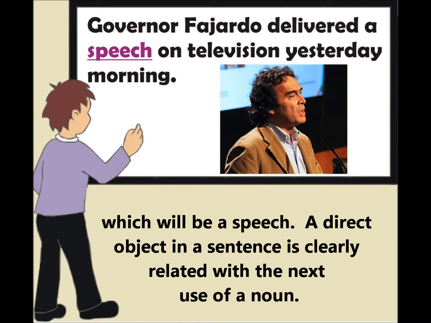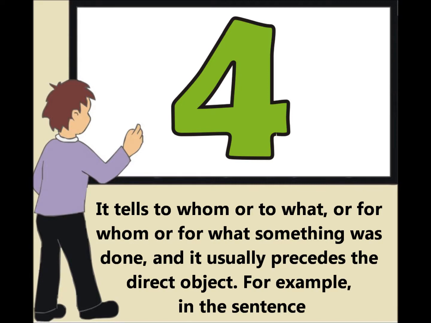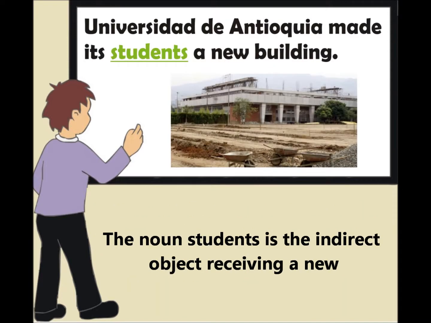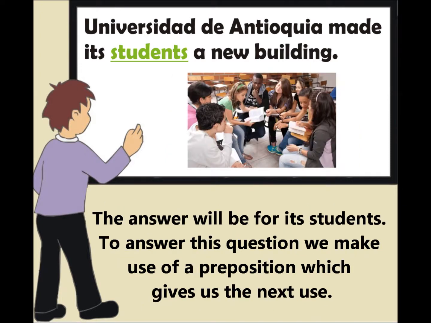A direct object in a sentence is clearly related with the next use of a noun. The fourth use of a noun is as indirect object of the verb, which receives the action of the verb indirectly through the direct object. It tells to whom or to what or for whom or for what something was done, and it usually precedes the direct object. For example, in the sentence "Universidad de Antioquia made its students a new building," the noun students is the indirect object receiving a new building, the direct object. The Universidad de Antioquia, the subject, built. So, for whom did Universidad de Antioquia make a new building? The answer will be for its students.